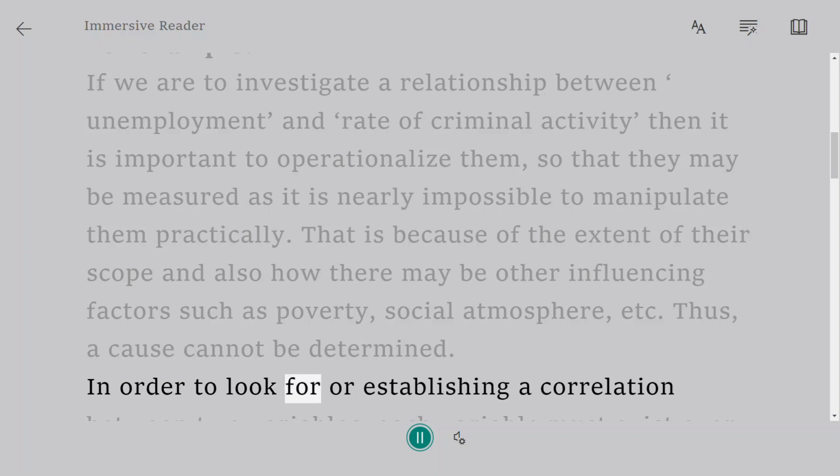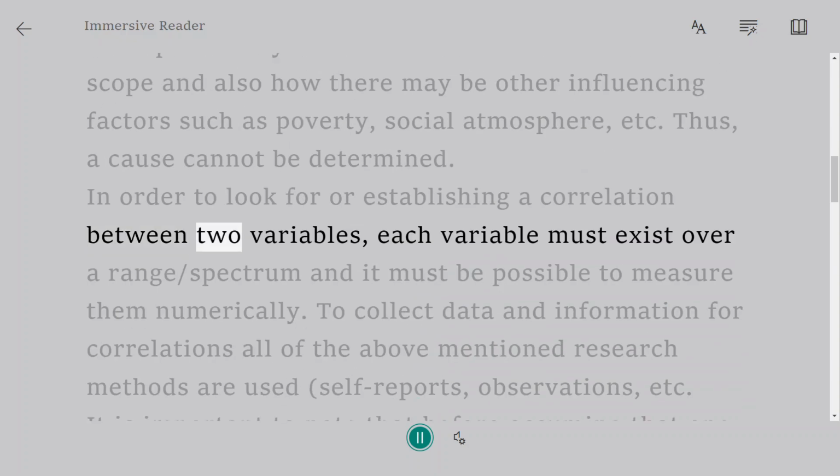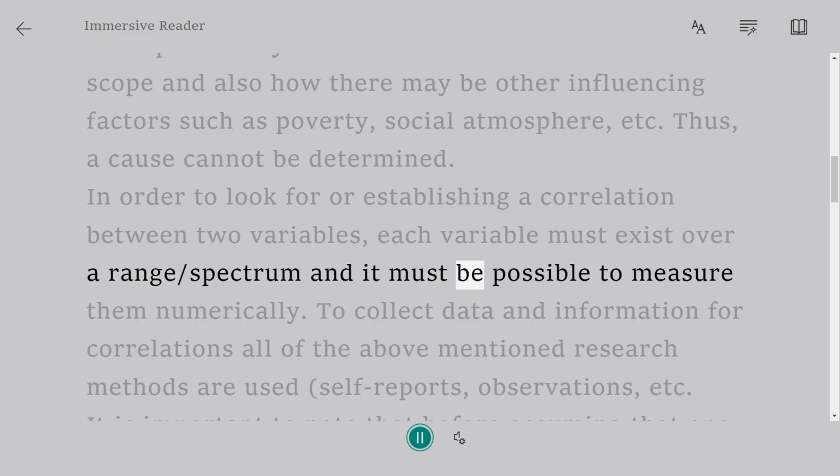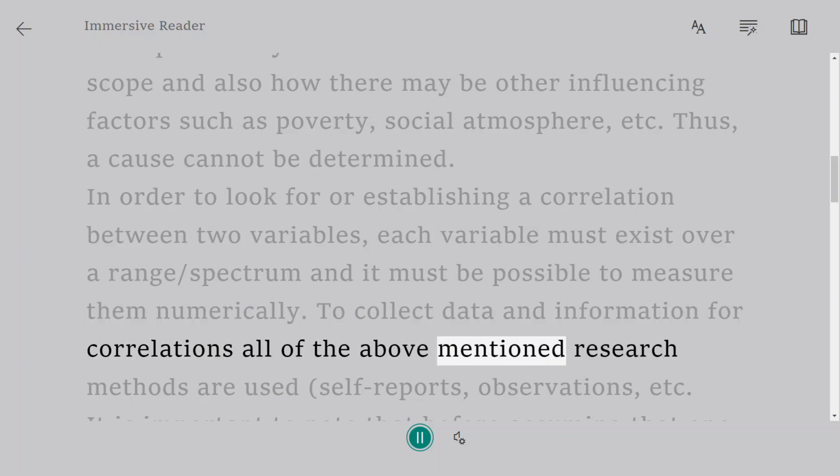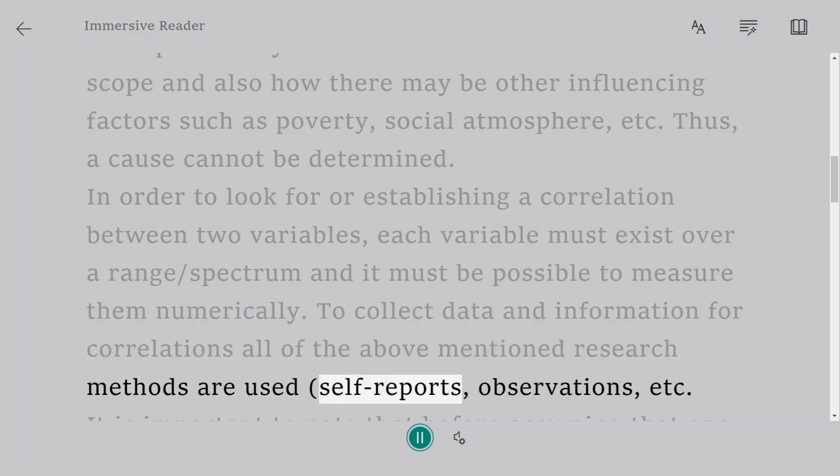In order to look for or establish a correlation between two variables, each variable must exist over a range or spectrum and it must be possible to measure them numerically. To collect data and information for correlations, all of the above-mentioned research methods are used: self-reports, observations, etc.